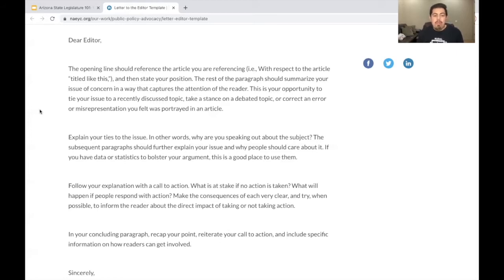The subsequent paragraphs should further explain your issue and why people should care about it. If you have data or statistics to bolster your argument, this is a good place to use them. So in your second paragraph, that's a good place to tell your expertise. Like I said earlier, if you're a doctor talking about healthcare, this would be a good time to tell the readers about your expertise and why people should care about it.